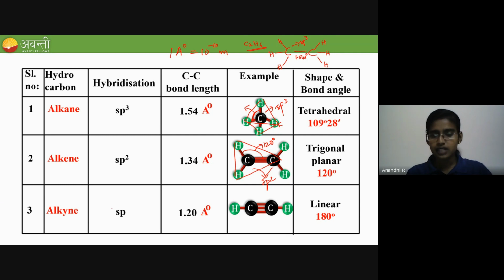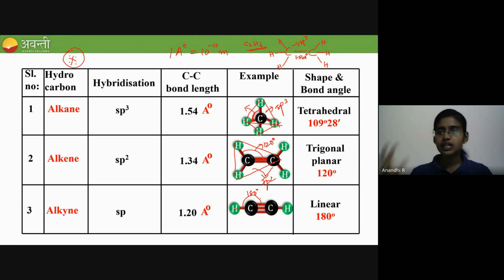Coming to alkyne, you can see there is one triple bond. If you find any triple bond around the carbon, then you should write the hybridization as sp. Each carbon has 2 atoms attached to it with 180 degree bond angle, which is linear in shape. Got it? This tabular column is very, very important for the NEET and JEE exam. You should not forget: single bond sp3, double bond sp2, triple bond sp, and the bond angle 109 degree, then 120, then 180.